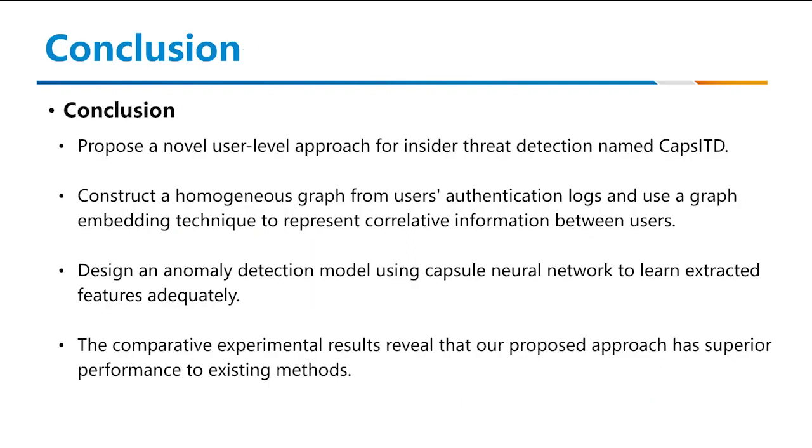In this paper, we propose a novel user-level approach for insider threat detection named CapsITD, which can effectively detect malicious insiders from users' multi-source activity logs. We construct a homogeneous graph from users' authentication logs and use a graph embedding technique to represent correlative information between users. And we also design an anomaly detection model using a Capsule neural network to learn extracted features adequately.